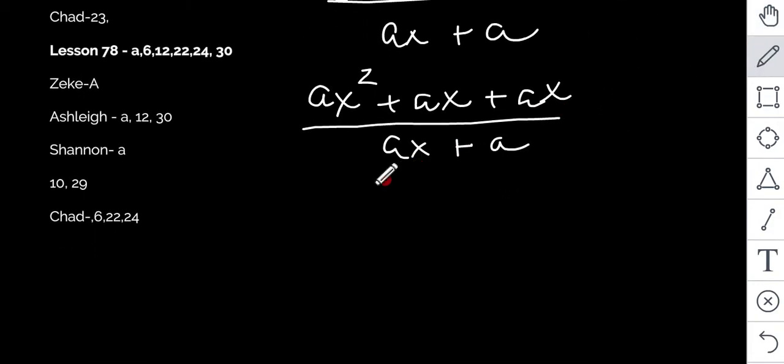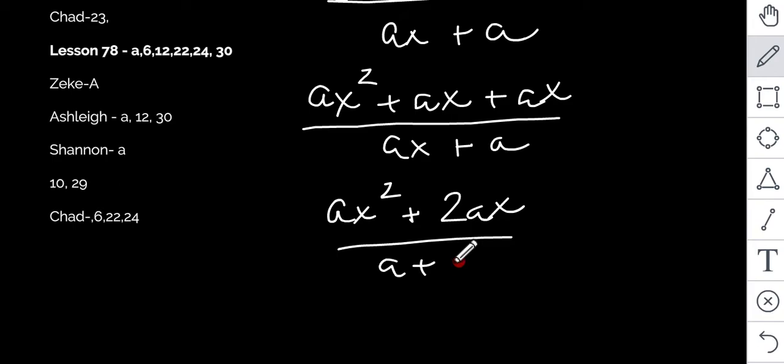So let's just put all the steps in here. We get ax squared plus 2ax over ax plus a. If you'll notice, there's an a in every single term. So we can factor an a out of the top and out of the bottom and cross it out.